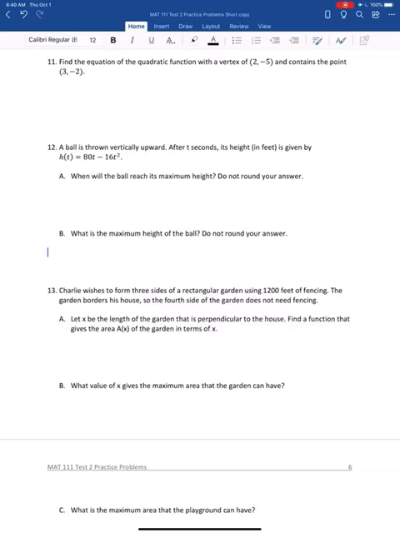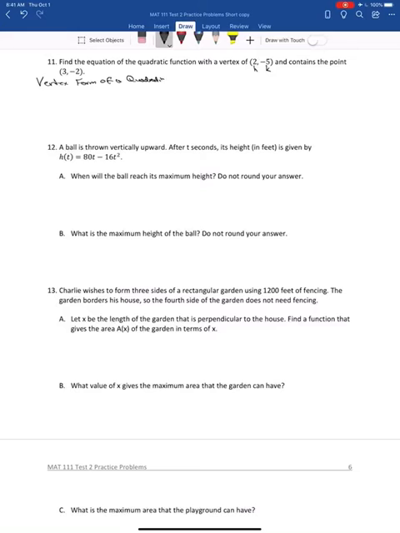So here we want to find the equation of the quadratic function with a vertex of (2, -5) and contains the point (3, -2). So they give us a vertex and they give us a point on the parabola. We want to find its equation. So with that said, we could use vertex form. They're giving us, again, h and k right here. So I'm going to write out the vertex form of a quadratic function, and we're going to use that to help us create this function based off the given characteristics.